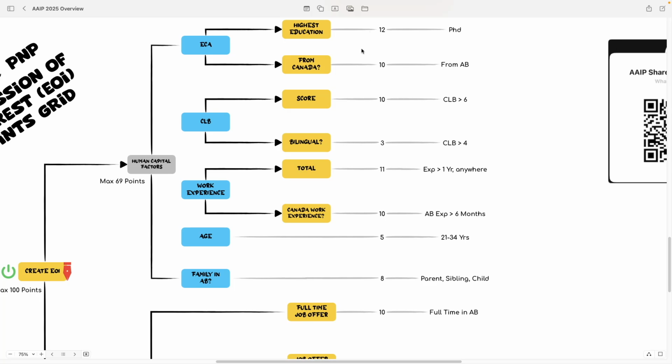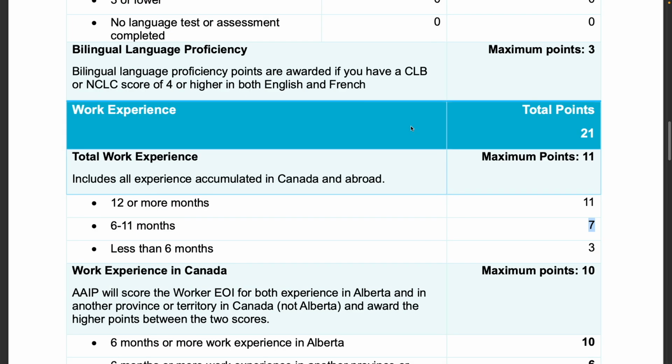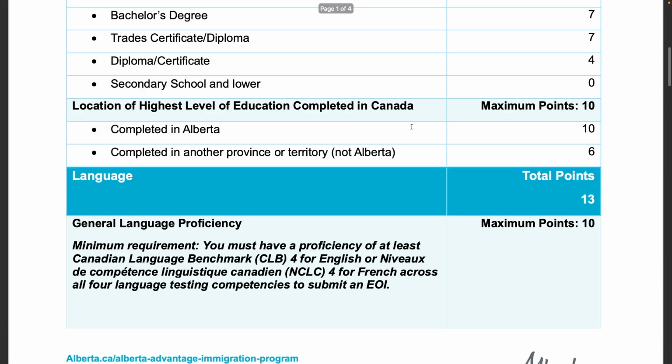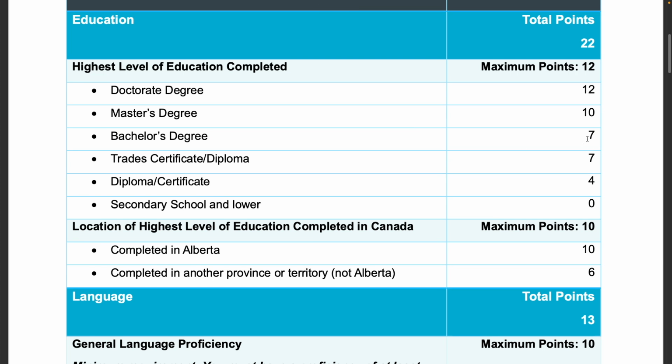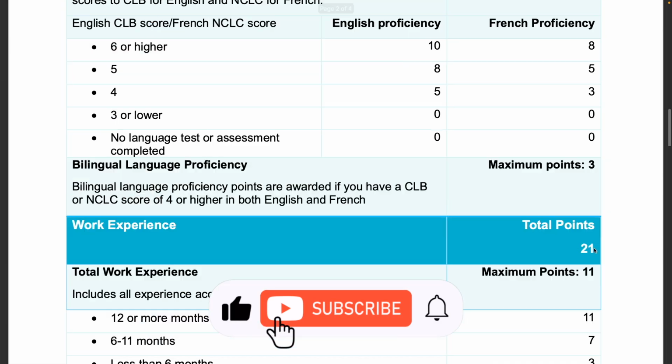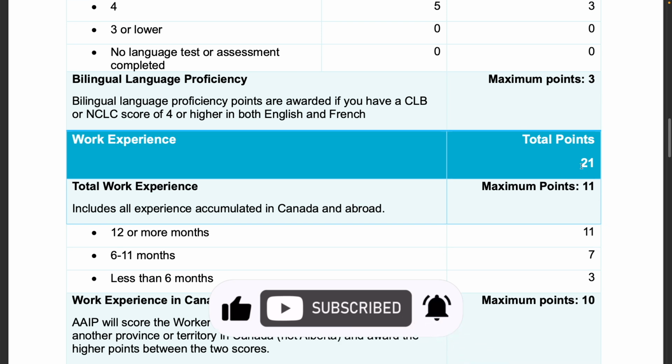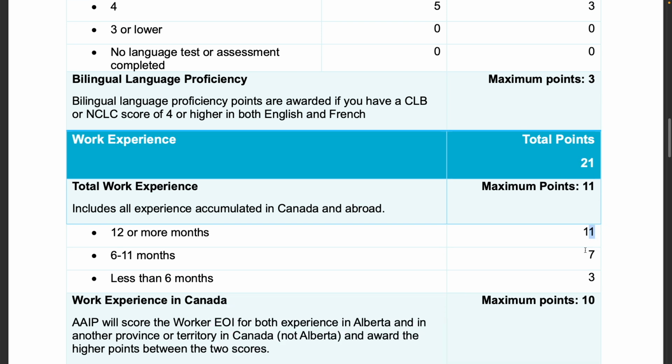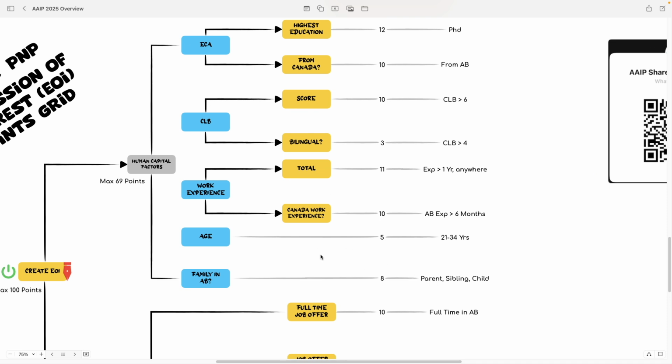So your education has a greater weightage, but only if you have done the highest level of education like a PhD. But if you have done say only a bachelor's or a master's, then your work experience will have more weightage. For example, if you have done your bachelor's in Alberta, you get 17 points. But if you have work experience on top of it, you can get up to 21 points if you have worked in Alberta for more than 1 year, right? So very important, very interesting.